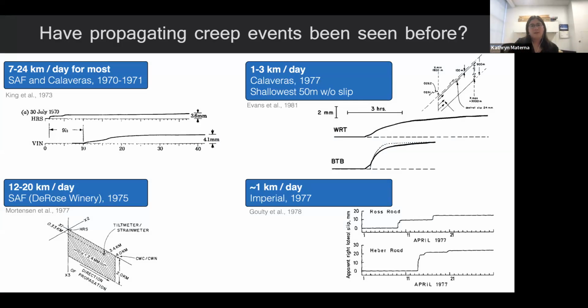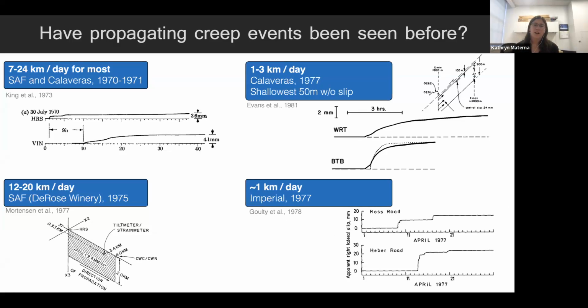Previous studies of creep events date back to the 1970s, where there were propagating creep events from several creep meters installed along strike. And here I'm showing several examples of those on the San Andreas fault, near its intersection with the Calaveras fault, and in one case here on the Imperial fault.